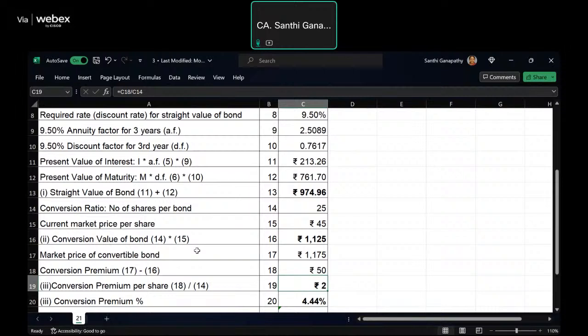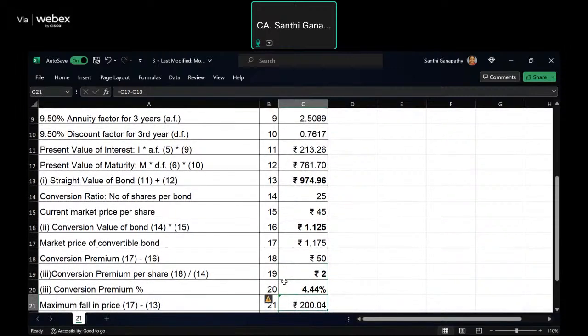Now, next, downside risk. What is downside? The downside risk of a convertible bond is the maximum potential decline in the price of the convertible bond when the conversion option becomes worthless. So it is the difference between the market price of a convertible bond and the price of a straight bond. So without conversion option, with conversion option, what is the difference? That will be the maximum.